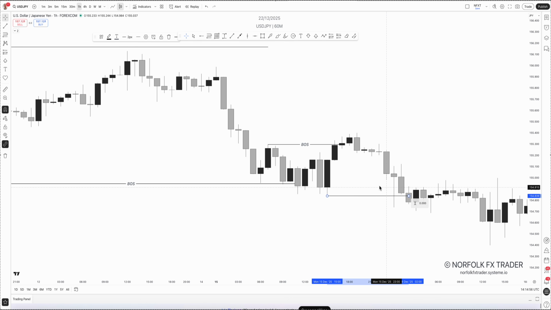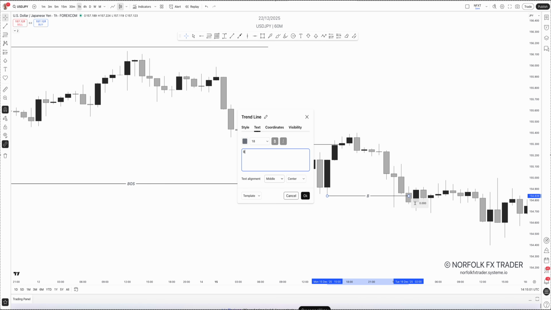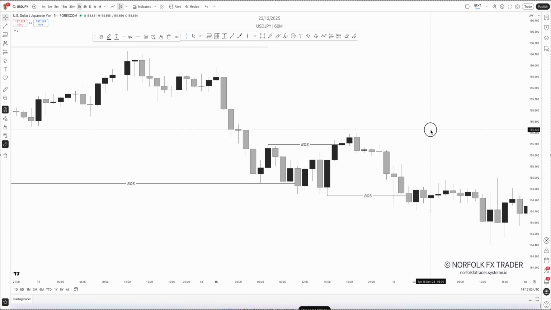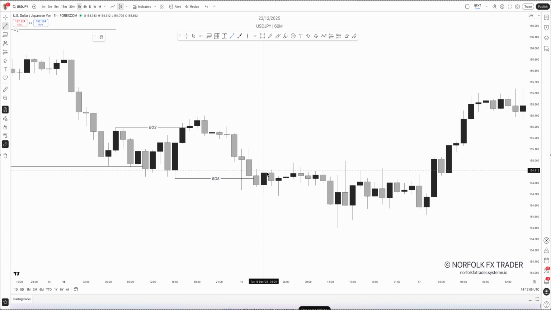Now I'm not going to start mapping up all those arrows like I did before. I'm just going to show you where this break of structure was. And as the market continues down, we have a new valid low. Do we have one here? No. So there's not a low there. This is my first breakout. This becomes my valid low.